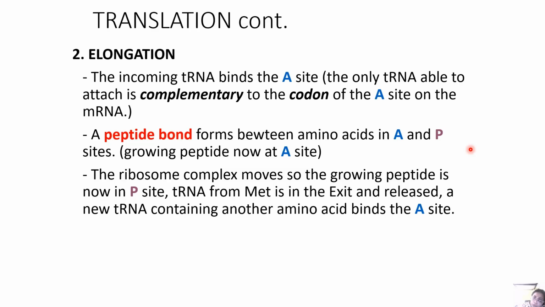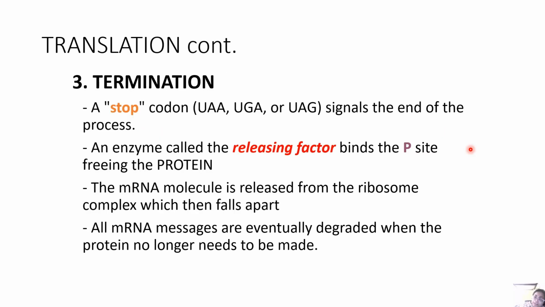The only tRNA able to attach is complementary to the codon of the A site on the mRNA. And a peptide bond forms between amino acids in the A and P sites, with the growing peptide now at the A site. The ribosome complex moves so that the growing peptide is now in the P site, and the tRNA from Met is in the exit site and released. A new tRNA containing another amino acid binds the A site. Now then we have termination.